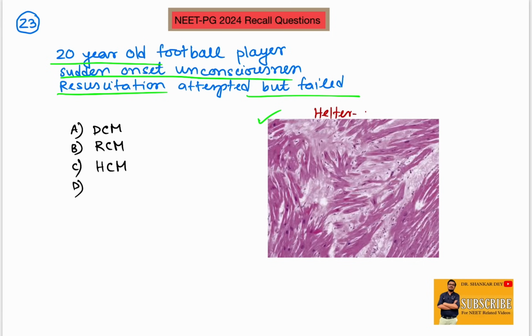This typical helter-skelter appearance, or cardiac myocyte disarray, is suggestive of nothing but hypertrophic cardiomyopathy. So this is a young male patient with sudden cardiac death during playing football, biopsy showing helter-skelter appearance. This is hypertrophic cardiomyopathy. In most of the cases, a family history of sudden cardiac death is also present.